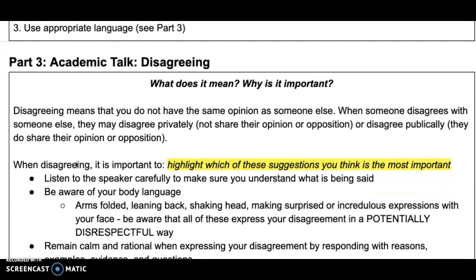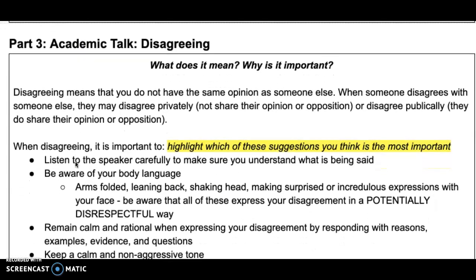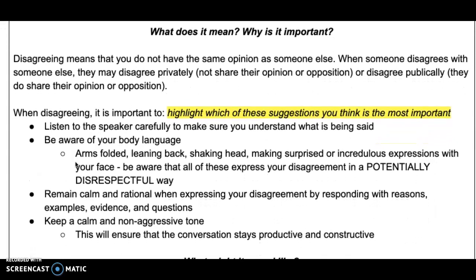This next section is focusing on using academic talk when disagreeing. Disagreeing means that you do not have the same opinion as someone else. When someone disagrees with someone else, they may disagree privately, not share their opinion or opposition, or disagree publicly. They do share their opinion or opposition. When disagreeing, it is important, I'm going to go over these 4 suggestions, and I want you to highlight which of these suggestions you think is the most important.